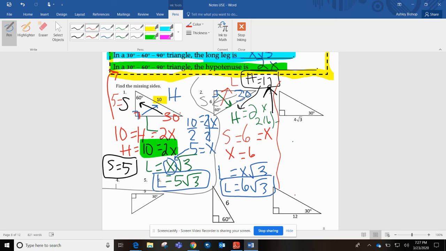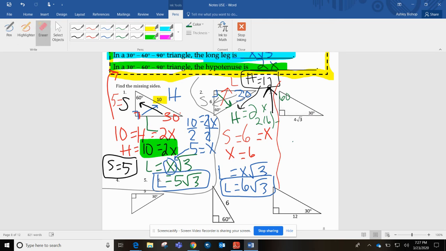Alrighty, so we have this problem right here, number 3. Again, you want to label all 3 of your angles. We want to make sure the 30, the 60, and the 90 are there. So here's my 90. I've got my 30, so that must mean I'm missing my 60. So I'm going to put 60 in that corner.